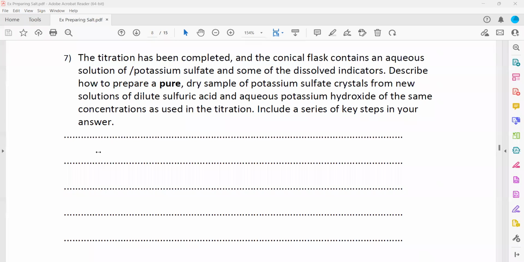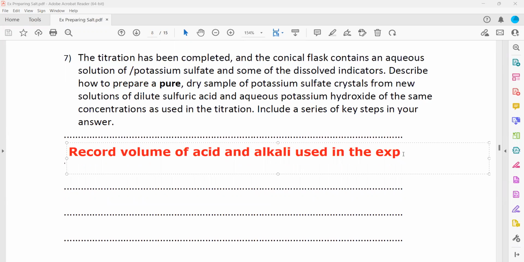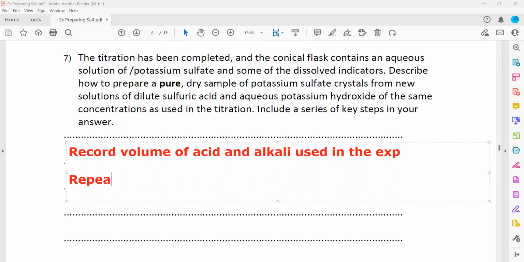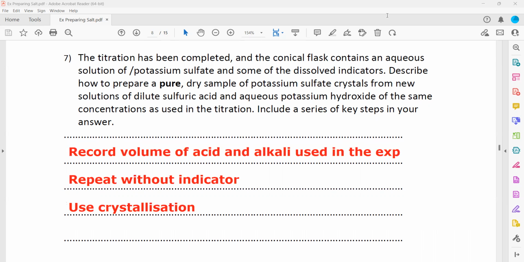Like we will record the volume of acid and alkali used in the experiment, and then we'll repeat the procedure with the same volumes without indicator. And then you need a salt, so we will use crystallization, and you have to mention the points of crystallization: heat and concentrate, then cool, filter, and dry. All the points you should mention.